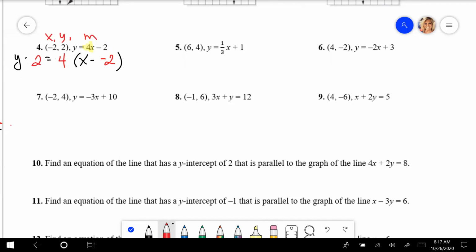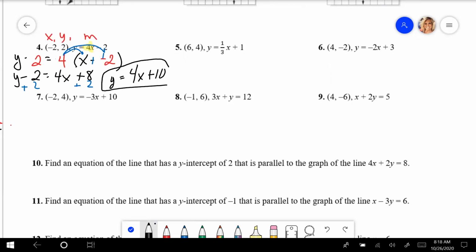Now I'm supposed to put it in slope-intercept form. So remember, first, is there anything we change with the two negatives? Yes. A negative and negative goes to positive. Then I'm going to do the distributive property. So I get y minus 2 equals 4x plus 8. Then I'm going to add 2 to each side. And I get y equals 4x plus 10. This should have been your equation.